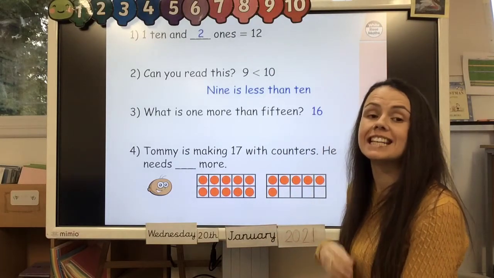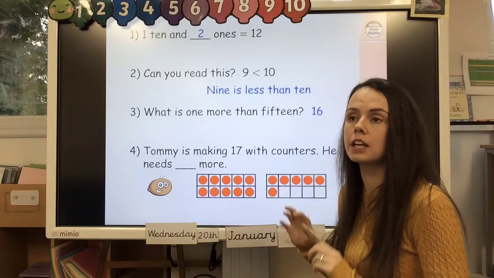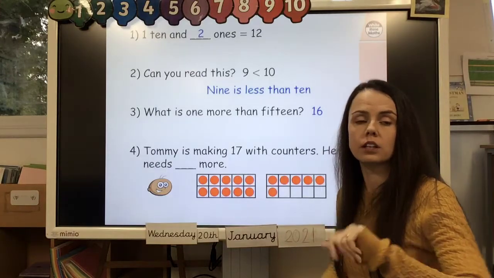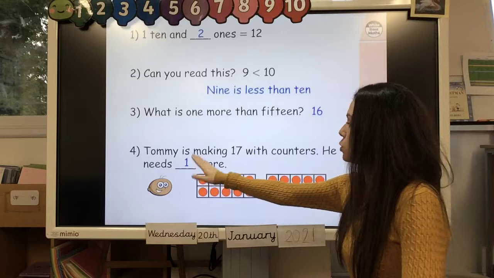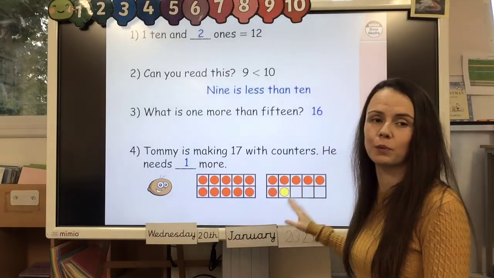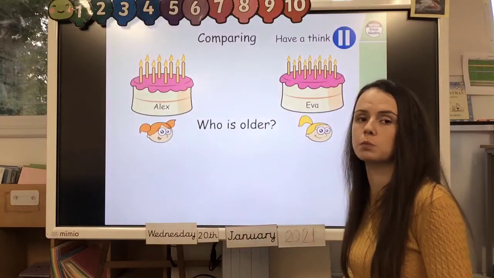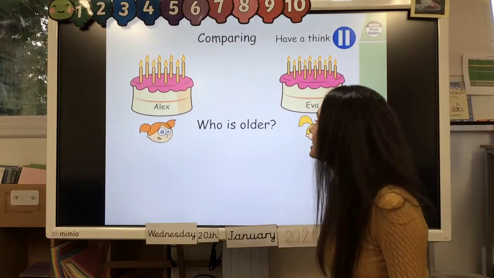He just needs 17. So how many more do we need to add on? 16, 17. 1, because 16, 17. Tommy needs to add on 1 more. We've just put a yellow one there. Great work, Year 1. Oh, that's tricky. My brain is definitely warmed up. Oh, yay, cake. Let's have a look at this question.